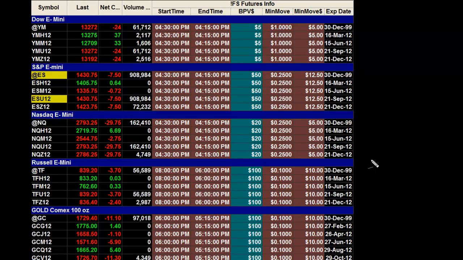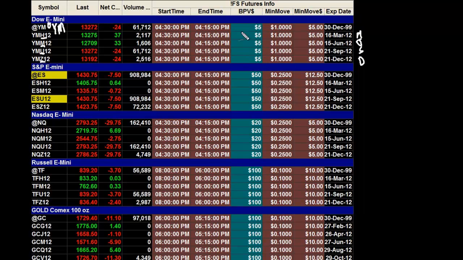So I use a cheat sheet for just about everything, either a cheat sheet or a checklist. So here's what I'm talking about. On the Dow Mini, you can see I've got YM up here. That means the Globex, and then I've got YMH12, YMM12, YMU12, and YMZ12. So all this gives me the month: March, June, Sep, and Dec.